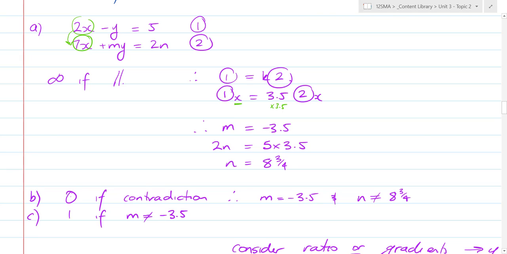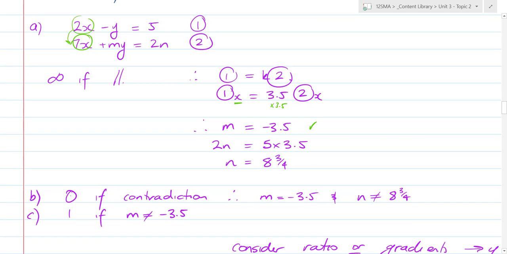So I've said the x value difference is 3.5, and therefore I need my m value to be 3.5 times bigger, and the coefficient of y in the first to also be a 3.5 multiple of 5. And so m is equal to 3.5, n is equal to 8 3/4 as it turns out. And that gives me that equation 1 is equal to 3.5 times equation 2. So for those very specific m and n values, those two lines are actually the same line, which means we have an infinite number of solutions.